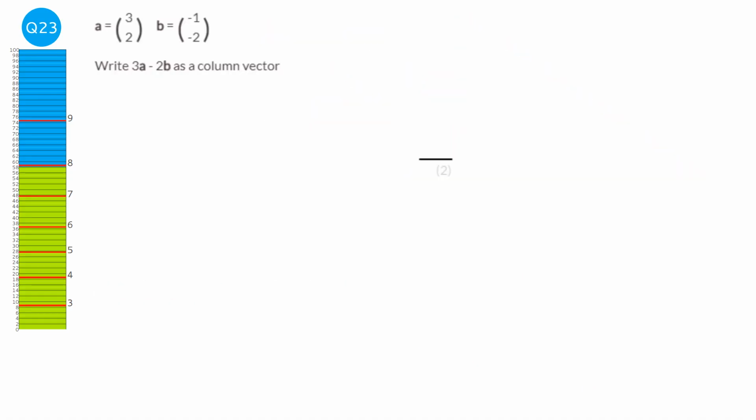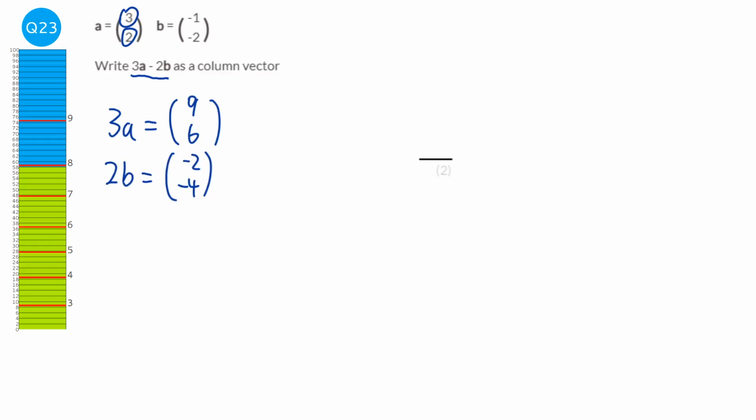So we're asked to find 3a minus 2b. So let's work out 3a first. 3a is going to be the top times 3 and the bottom times 3. So the top times 3 is 9, bottom times 3 is 6. Then we're going to work out what 2b is. Again, times the top by 2, times the bottom by 2.